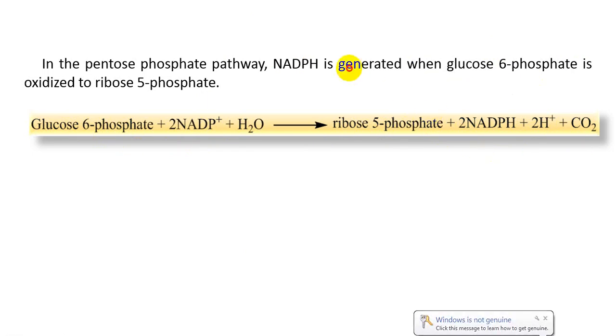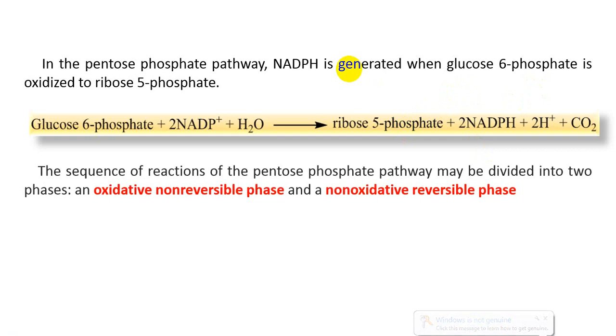Okay. Now, this general reaction consists of 2 phases. The sequence of the reactions of the pentose phosphate pathway may be divided into 2 phases: an oxidative, non-reversible phase and a non-oxidative, reversible phase. Okay, let us start with the first phase.